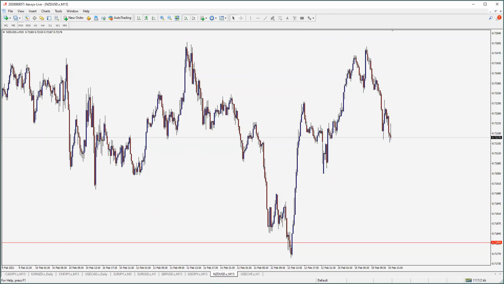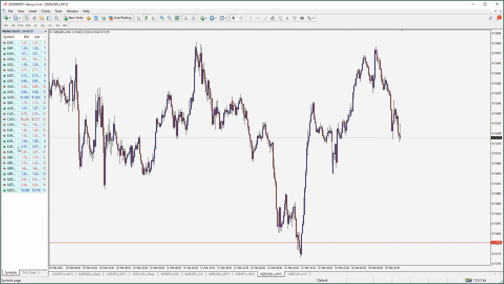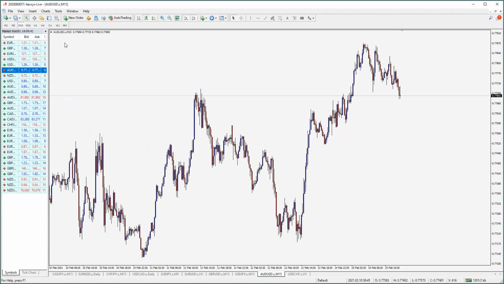Yes, can we check the AUD USD in a moment? And okay, let's go for the AUD USD, the Aussie against the dollar. I think it's this one, yes.